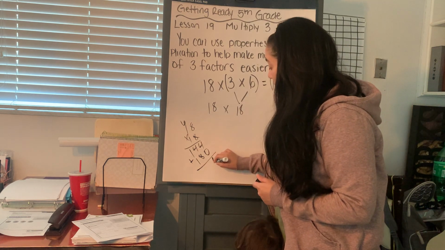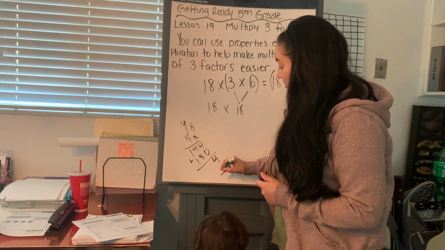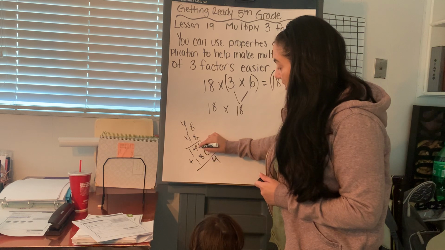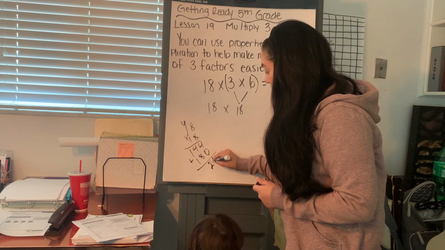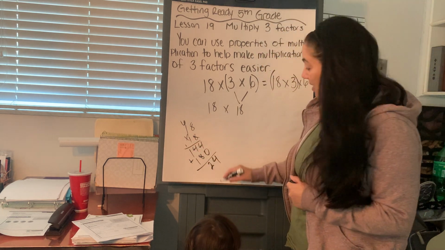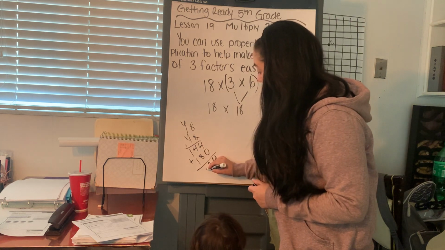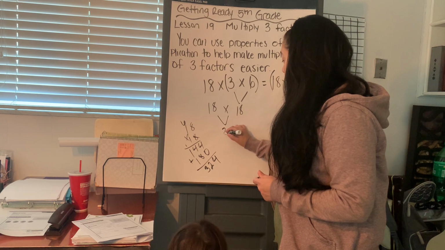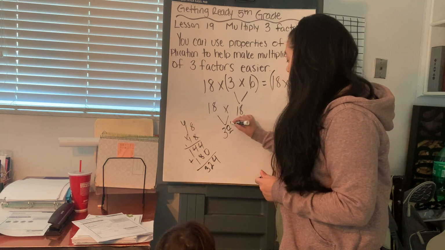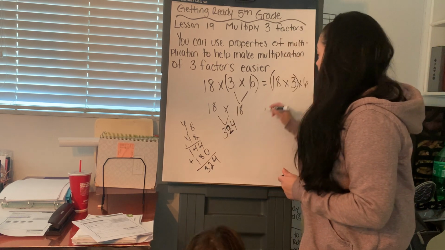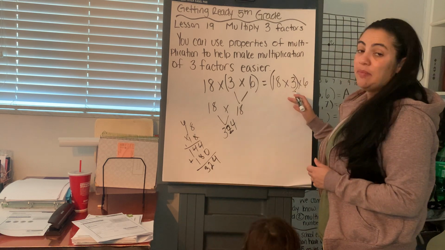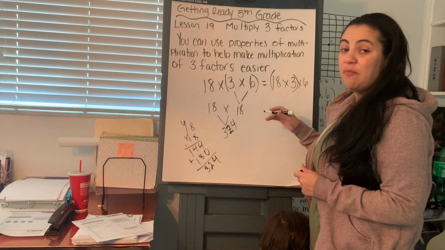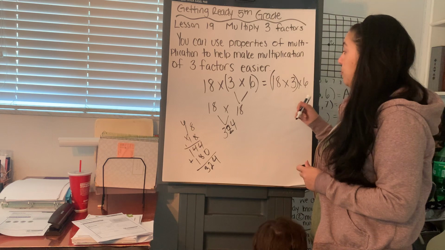Here you have 4 plus 0. 8 plus 4 is 12. That's an easy way to add. And 1 plus 1 is 2, plus 1 more, 3. My answer would be 324.